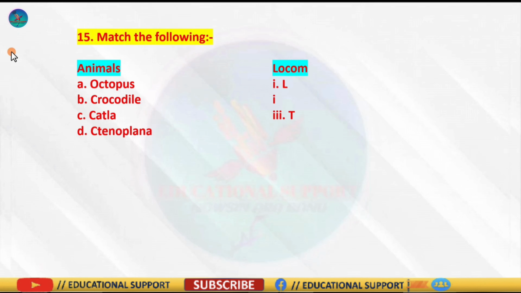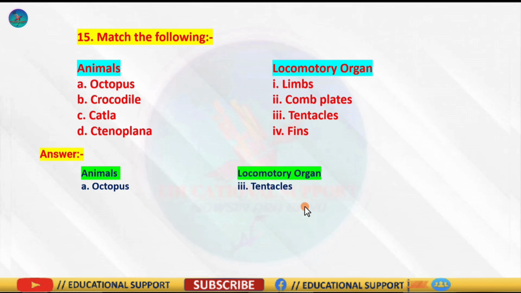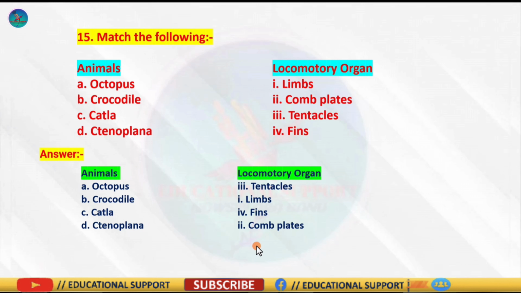Question number 15 is, match the following animals and locomotory organs. So the options and answers: A, octopus matches tentacles, which are appendages in invertebrates that are used for locomotion. B, crocodile matches limbs, which are used for locomotion and swimming. C, Catla, fins are means of locomotion. So Catla matched with fins, and fins are means of locomotion and are used to generate optimum thrust, controlling the subsequent motion. D, Ctenoplana matches comb plates. Comb plates are locomotory organs formed by strong cilia with fused bases.